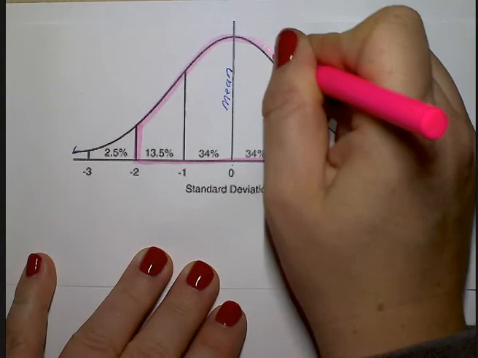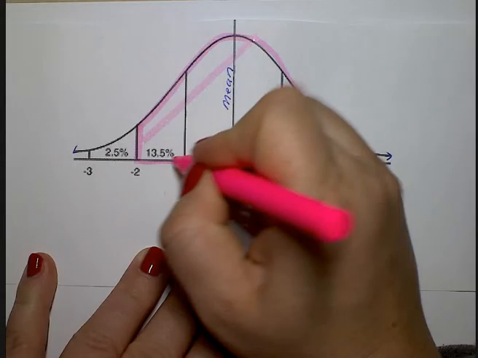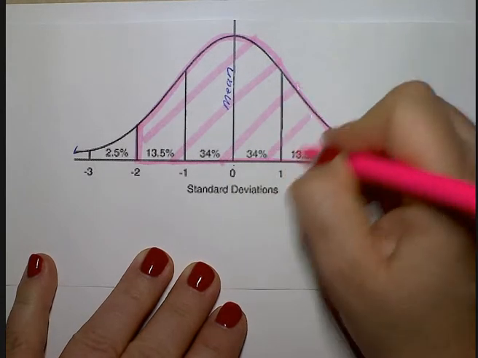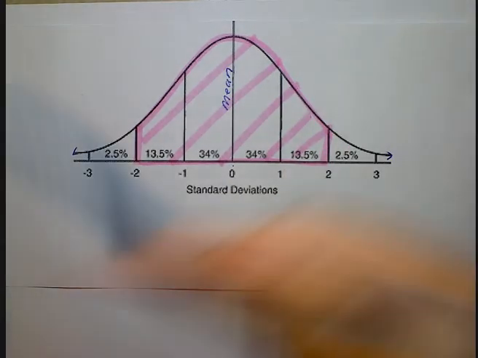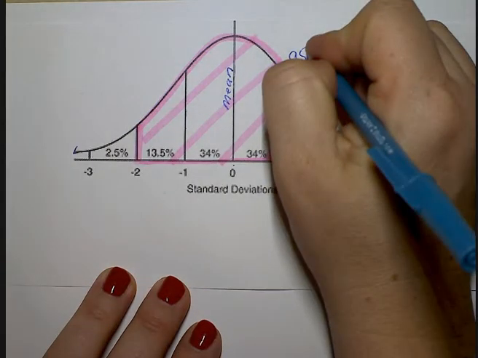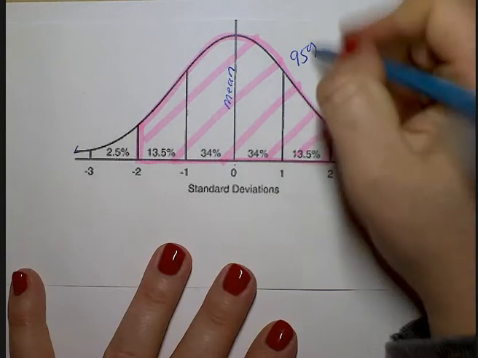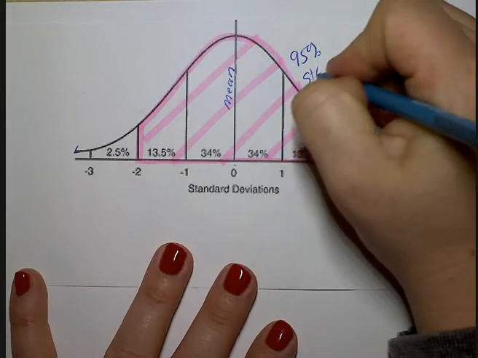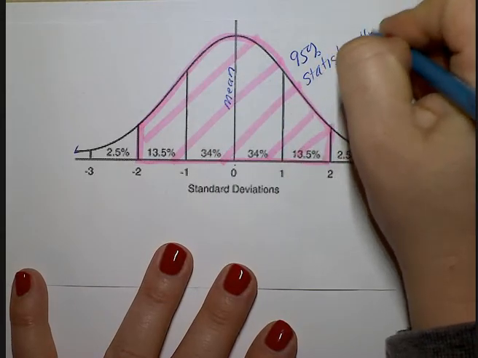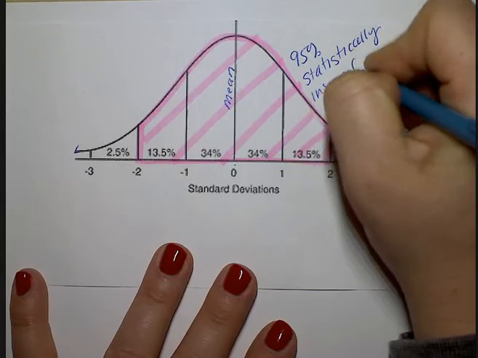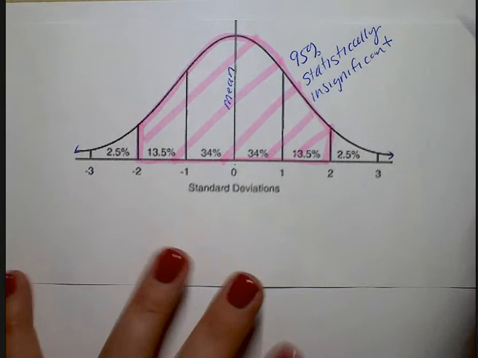This represents, if I added up everything underneath the curve, 95% of all data points. 95%. So it means it's pretty common. If you're in this pink region that I have on my bell curve, it's a pretty common occurrence. So if something is common, we say it is statistically insignificant. It's insignificant because it happens a lot. It's common.